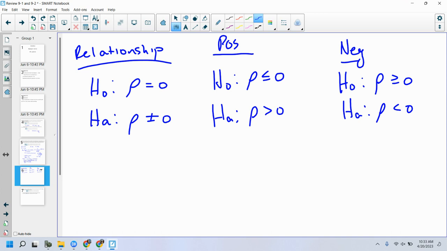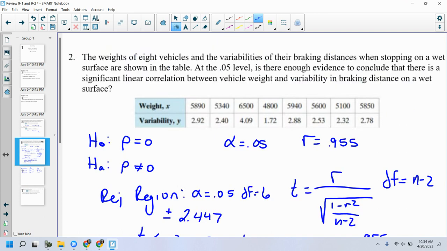Do we know which option we want to do? Based on the wording. Yeah. If I say, I want to show that there is a strong positive relationship, or I want to show that there's a strong negative relationship. But in this one, I had said, I want to show that there is a significant linear correlation. Just a correlation. Not necessarily positive or negative, just that there is a correlation.